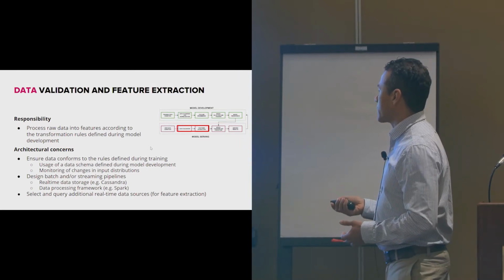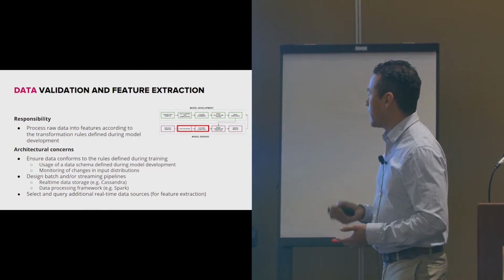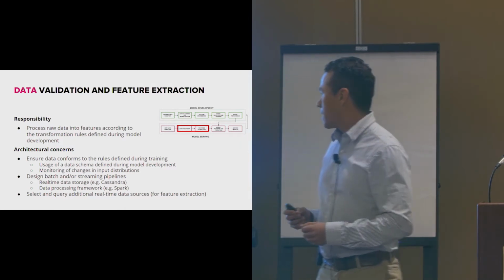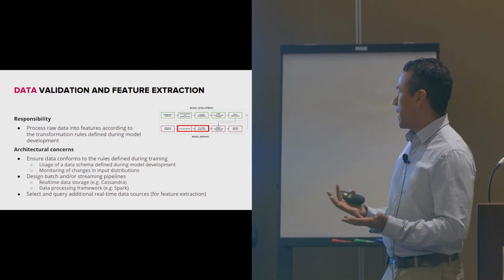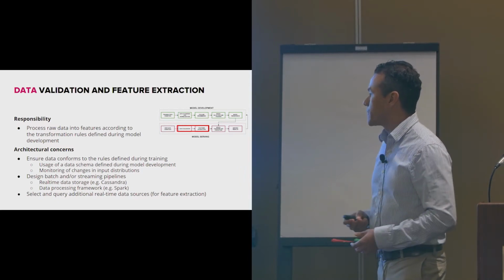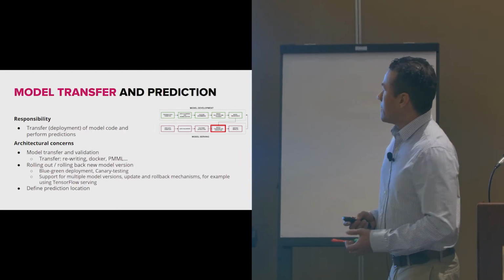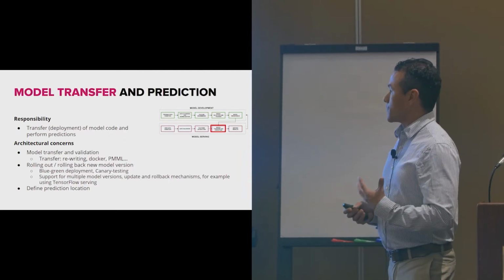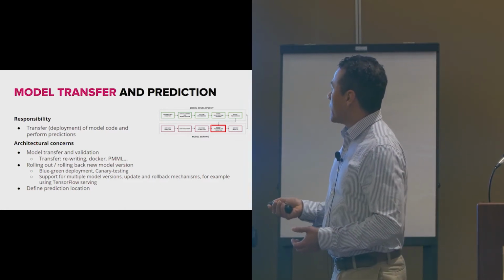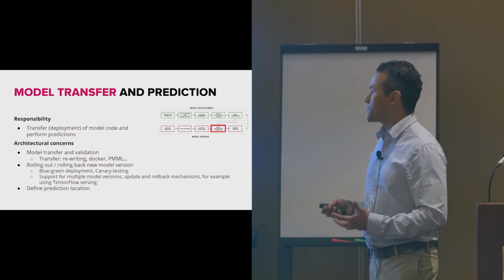Again, there are concerns about transferring the data to the model. And it's also probably necessary, for certain types of problems, to include features that come from other sources. So it may be necessary to select and query additional real-time data sources. Finally, another area of concern is the transfer of the model and making the actual predictions. So how is the model transferred? This is another concern that needs to be addressed by the architect.